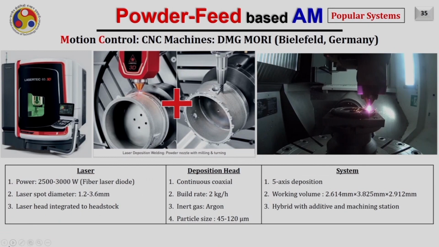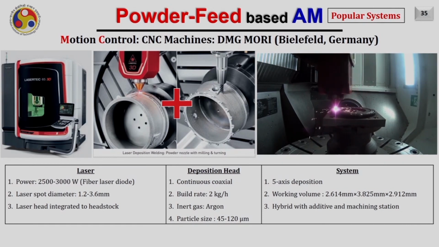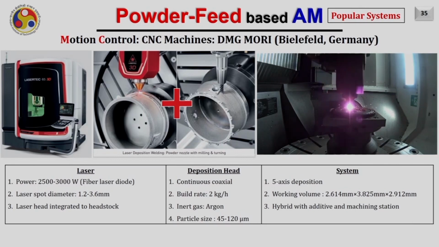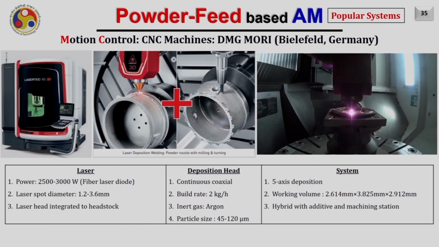The next is by DMG Mori. In that case, there is a video shown here on the right side. They use a laser of power up to 2.5 to 3 kilowatt. The laser spot diameter is 1.2 to 3.6 mm. The laser head is integrated to the headstock of a 5-axis CNC machine, and these heads are usually integrated with the ATC of the CNC machine.